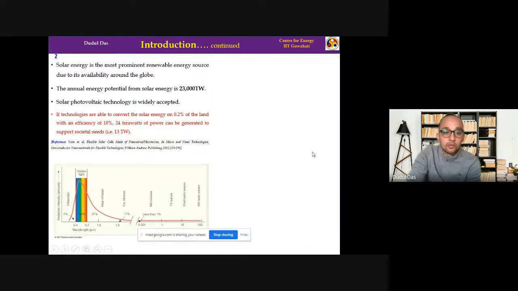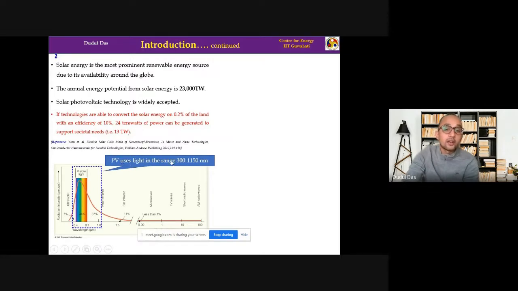And when we look at the solar spectrum, as we know, the colorful region in the spectrum is the visible light. And when we talk about PV, the PV operates in the range of 300 to 1150 nanometer. It utilizes maximum of the visible spectrum, and some of the near infrared, and some from the ultraviolet, but most of the IR region remains unutilized.